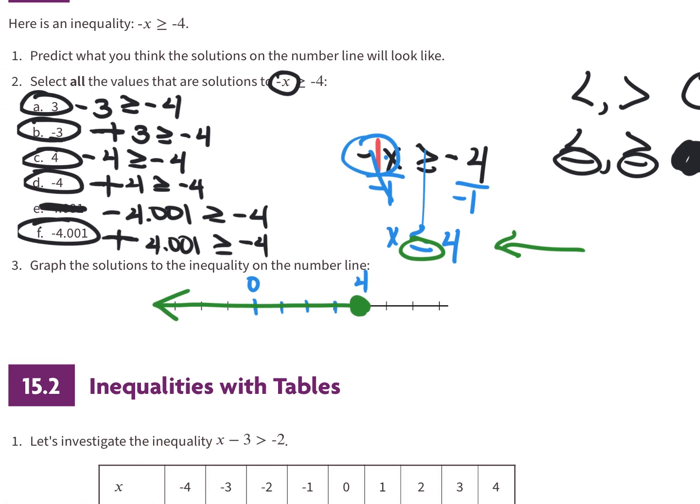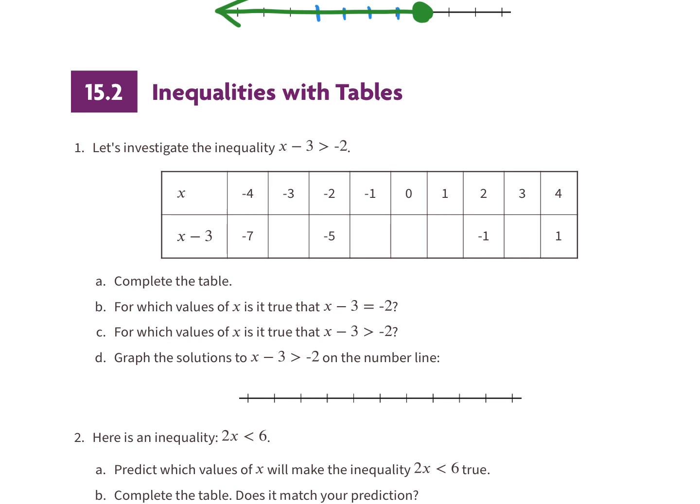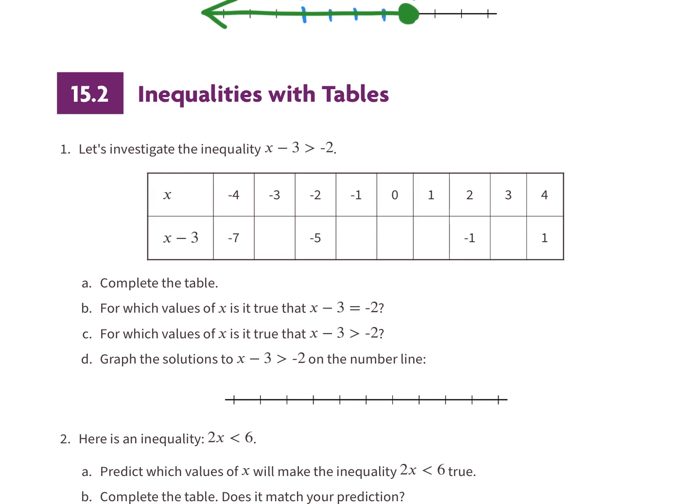All right, moving on. This is page 112 now. Let's investigate the inequality x minus 3 is greater than negative 2. If we take a negative 3 here and plug it in for x, we have negative 3 minus 3 is greater than negative 2. Well, what is negative 3 minus 3? It is negative 6. So if you see the pattern here: negative 7, negative 6, negative 5, negative 4, negative 3, negative 2, negative 1, and 0, and then a positive 1.